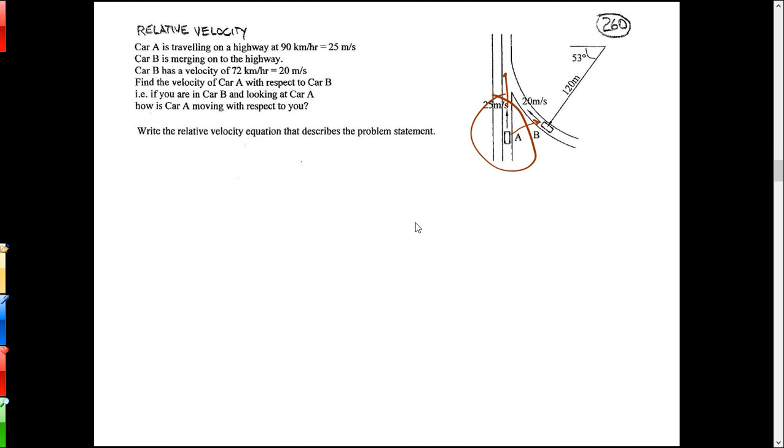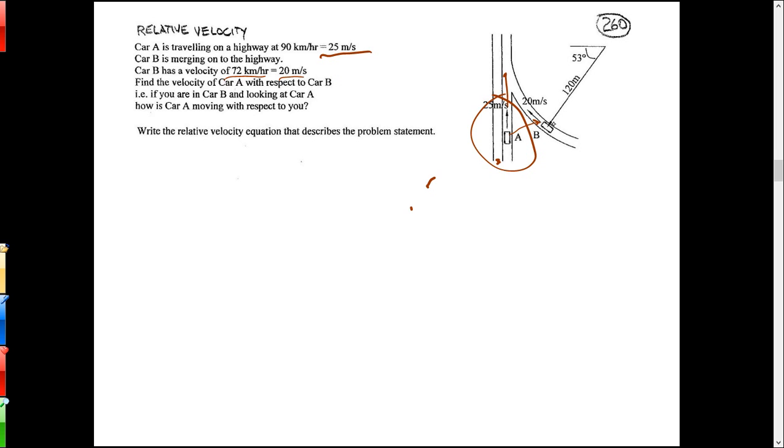All right, so what we've got here is car A going down the road at 90 kilometers per hour, which is 25 meters per second. Car B is merging onto the highway on that curved ramp. Car B has a velocity of 72 kilometers per hour, 20 meters per second. Let's find the velocity of car A with respect to car B. So if you're in car B looking at car A, how is car A moving with respect to you?